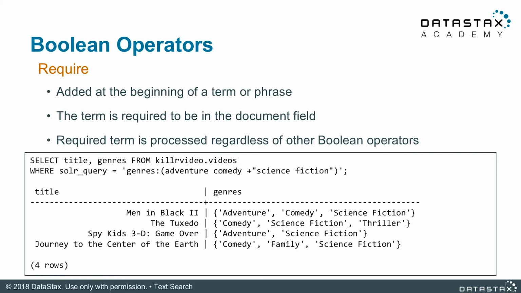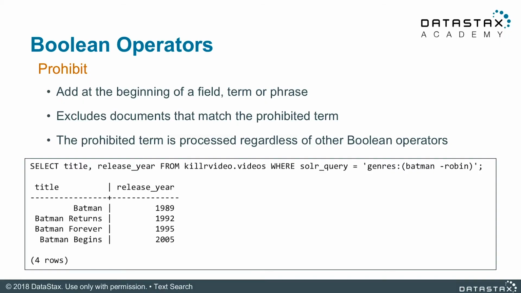You can make a term required by adding a plus sign to the beginning of a term or a phrase. This will denote that the term is required to be in the document field on the search. Required term is processed regardless of other Boolean operators. Similarly, you can prohibit a term, adding another notation to the beginning of the word or the term. This will exclude documents that match this prohibited term. The prohibited term is processed regardless of other Boolean operators.